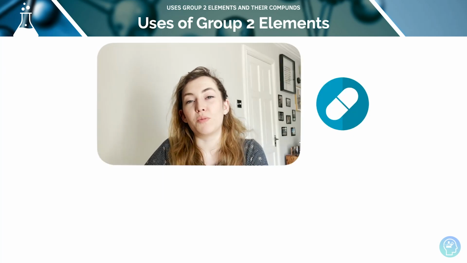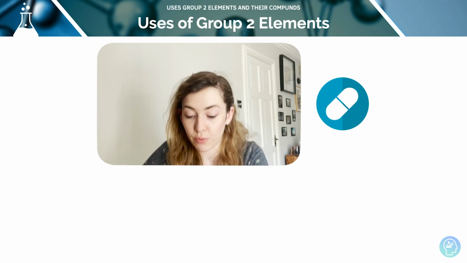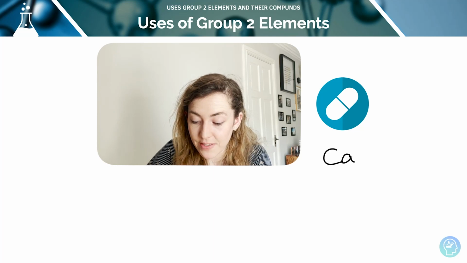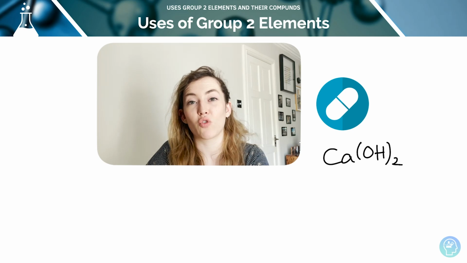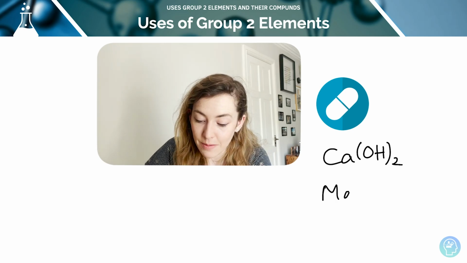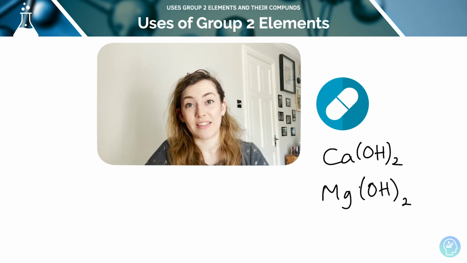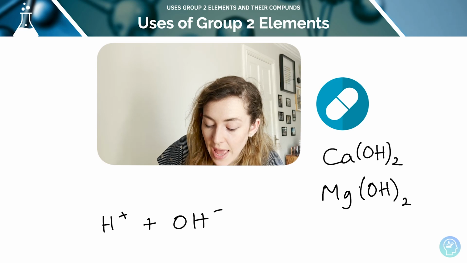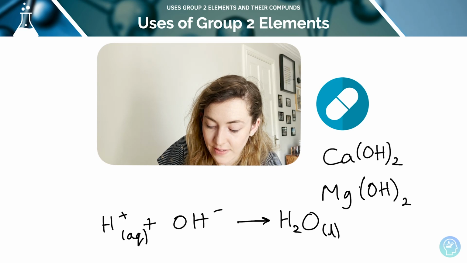You also might see group 2 compounds being used to neutralise acid, particularly stomach acid, for acid reflux, for example. So calcium hydroxide can be used in agriculture for a similar reason. Acid rain, for example, might affect crops, so farmers can put calcium hydroxide onto their fields. And magnesium hydroxide can be used in medicine to reduce acid if there's excess acid in the stomach. So if we wrote this as an ionic equation, it would end up just being a neutralisation reaction, of course.